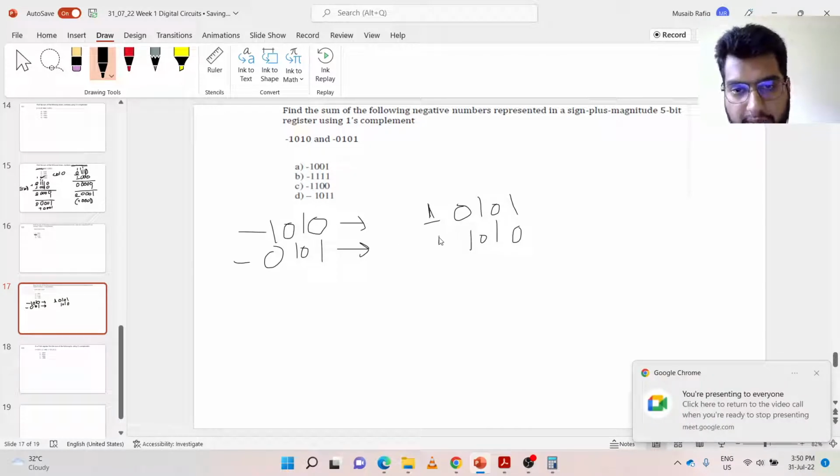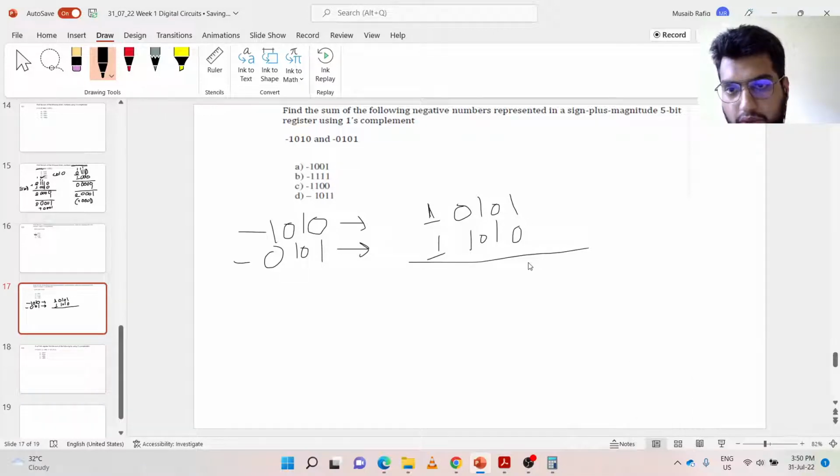And then we have the sign bit 1. Now we'll add them up. So 1 plus 0 is 1, 1 plus 0 is 1, 1 plus 0 is 1, and 1 plus 0 is 1. And this 1 plus 1 is 2, that is 10. So we'll go with 0 and add the carry to the LSB. In one's complement we add the carry to the LSB.